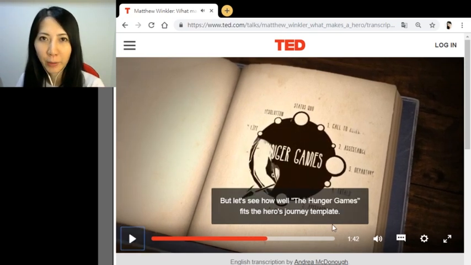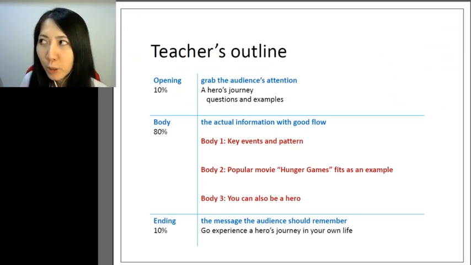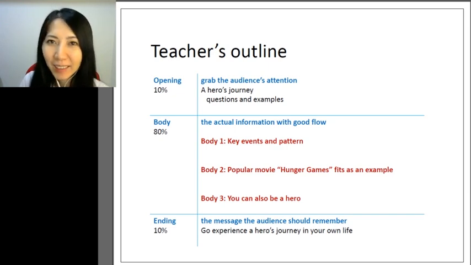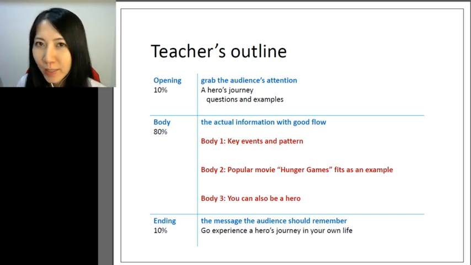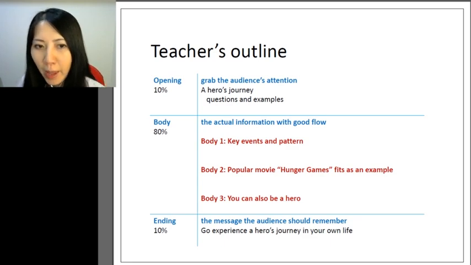And then they talk about the Hunger Games, which would be the start of the second body, right? They use Hunger Games as an example to see if Katniss Everdeen does actually match these 11 different patterns. And obviously it does, right? Okay, so that's body 2. And then they move on to body number 3.